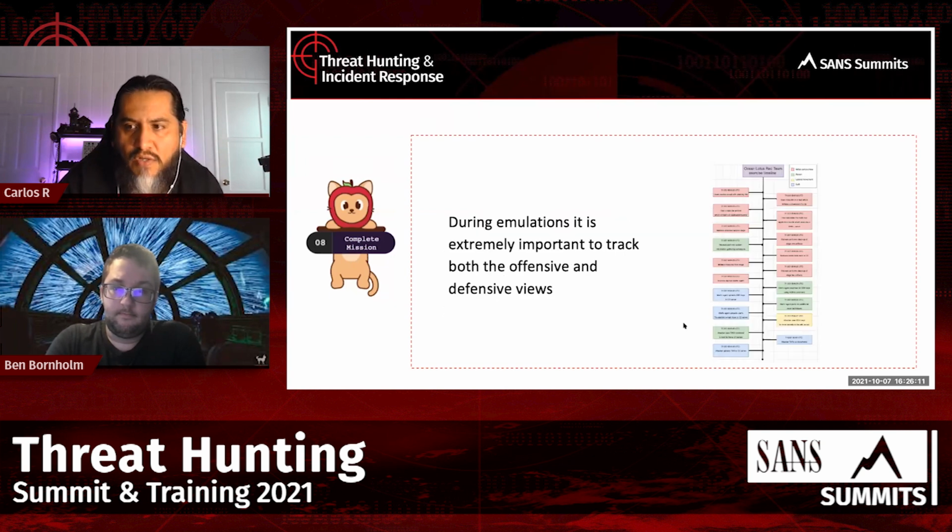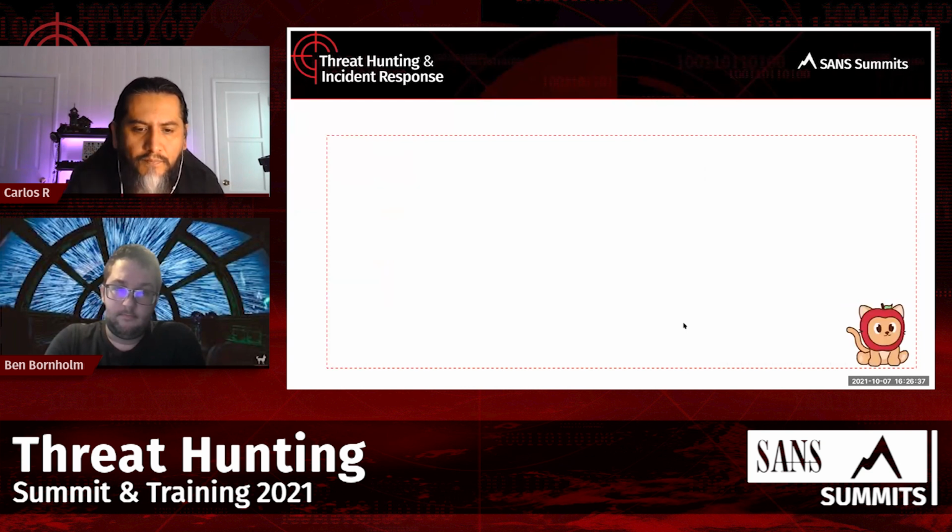Another thing that was very important for us is that during emulation, it's extremely important to track both the offensive and defensive side. You want to understand from the offensive side what worked and what was hard, what made it difficult for me to achieve my goals. And on the defense side, when you emulate, you want to understand what gaps you have, what the offensive side was able to do, and what you detected well and can actually improve. So it's very important to keep that in mind.